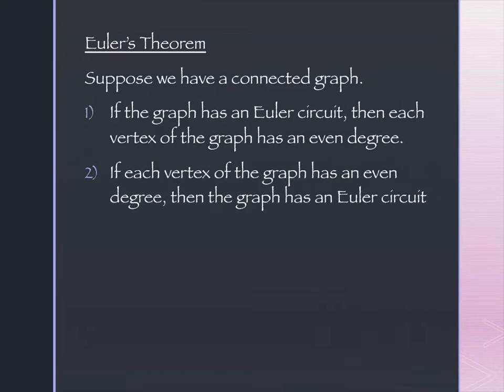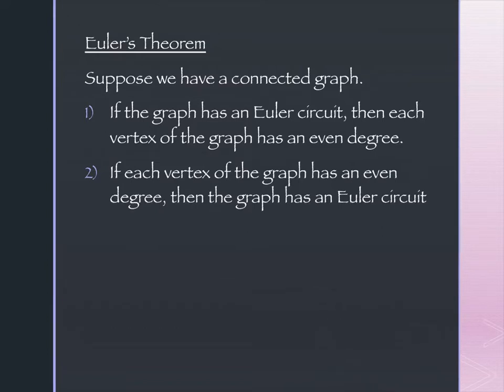So Euler's theorem says, suppose we have a connected graph. So we must have a connected graph for this to even make sense. If the graph has an Euler circuit, then each vertex of the graph has an even degree. Notice what it doesn't say. It doesn't say what happens if it has an odd degree, right? It doesn't say anything about what happens for odd degree. So it's not saying if it's an odd degree, it's not going to work. That is not what it says.